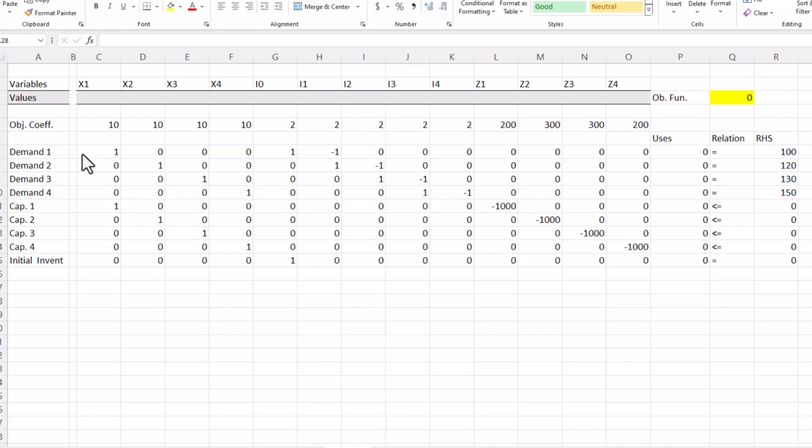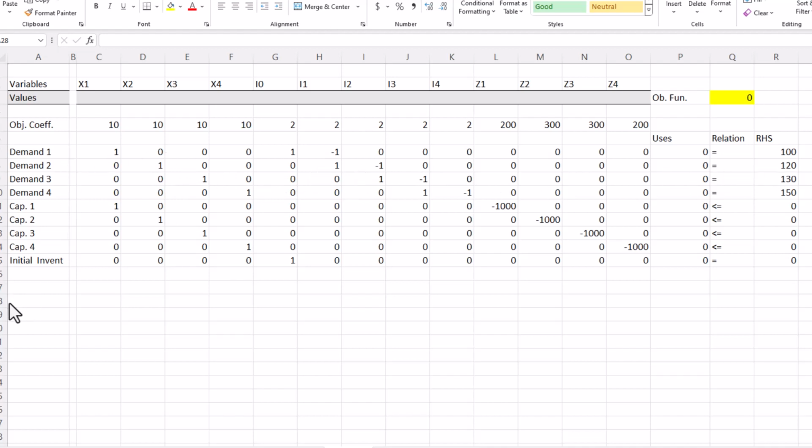And of course we have our constraints. The first 4 are the demand constraints. So it's x1, you see a 1 here, x1 plus I0, which is the beginning inventory, minus I1, inventory at the end of period 1, must equal our demand, which is 100. Similar situation for the second period. x2 plus I1 minus I2 must equal 120, and so on.